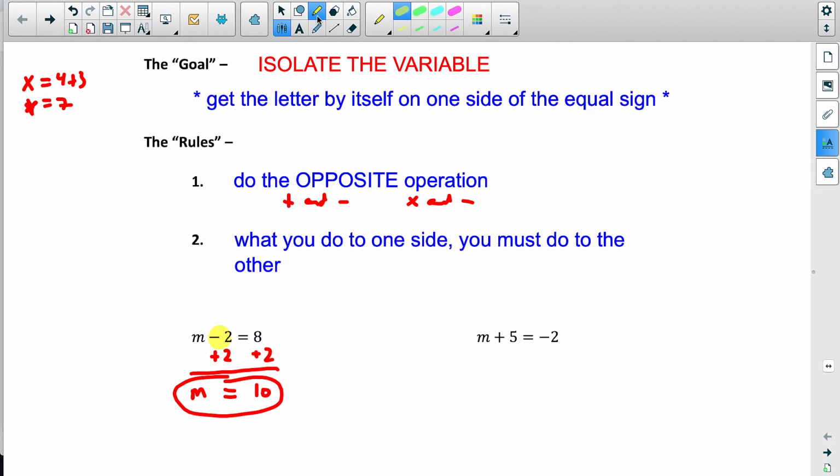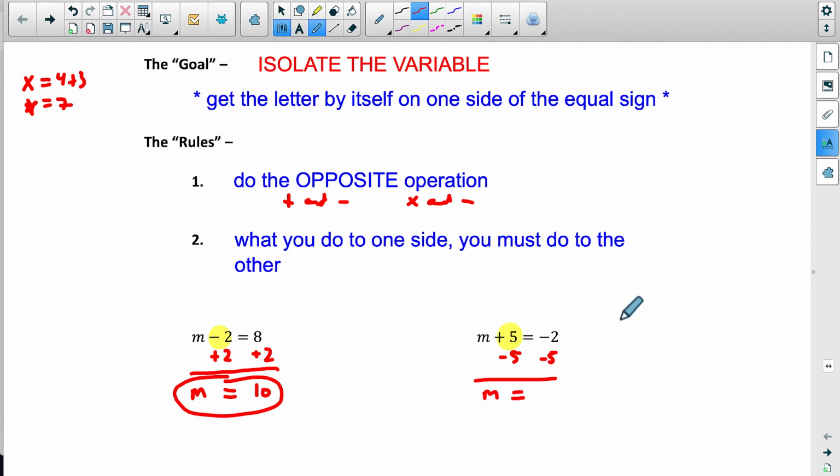All right, next one. We want to get the m by itself. What's the problem number? The problem number is the plus 5, right? We want to get rid of that. So we do the opposite operation. Since it's plus 5, we subtract 5. What we do to one side, we also have to do to the other side of the equal sign. Okay, what's left? Well, we still have our m. These cancel. Plus 5, negative 5 equals 0. That's gone. So the only thing we have left is negative 2 take away 5.